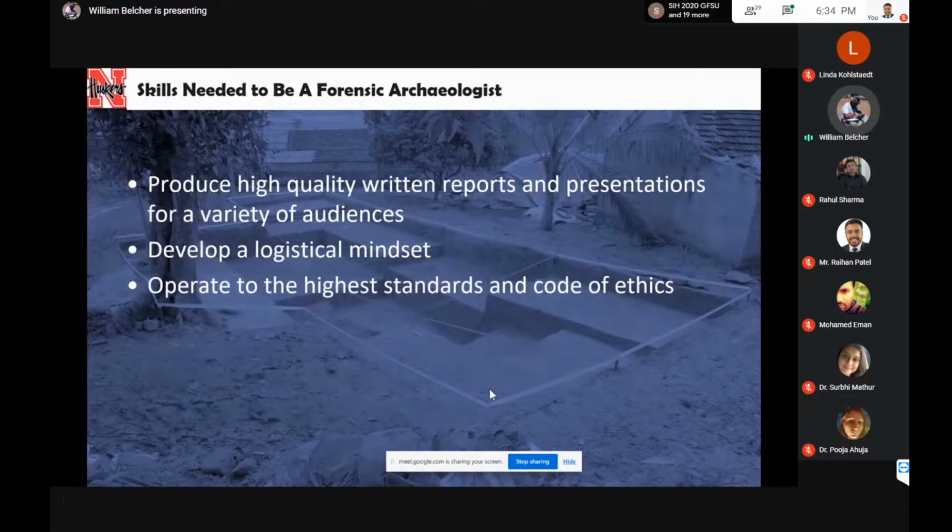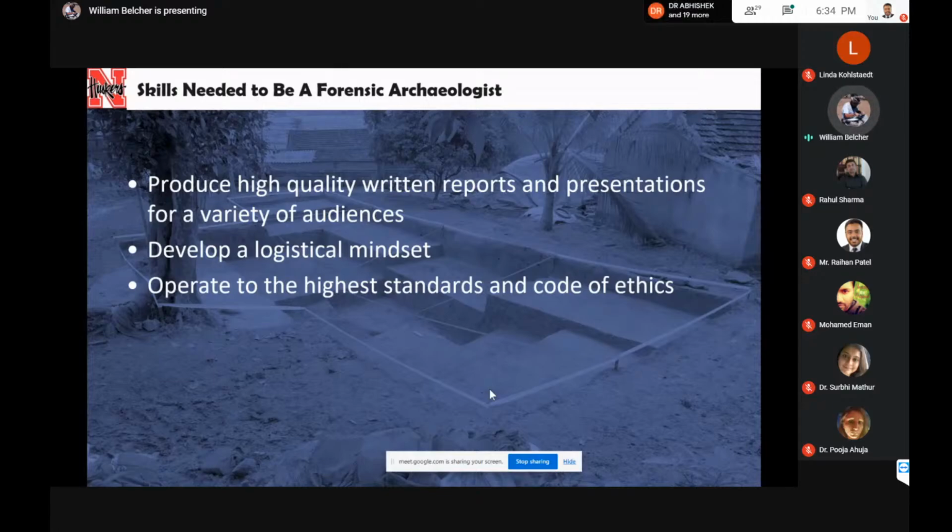The other thing is that you want to be able to produce high quality written reports and presentations for a variety of audiences. You have to develop a logistical mindset as a forensic archaeologist, so you can understand, how am I going to get all of my equipment from the laboratory to the site or the scene? And so sometimes this requires you to make decisions about the level of recovery that you want to do, because maybe I don't want to take my 100 kilos of equipment into the jungle and then work on it there, or I may just take things and just do things in an analog sense and record it on paper.